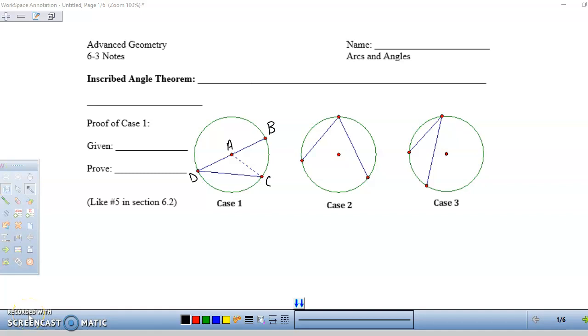Hello again. Today we're going to do section 6.3, arcs and angles. Specifically, inscribed angles is the main focus here.